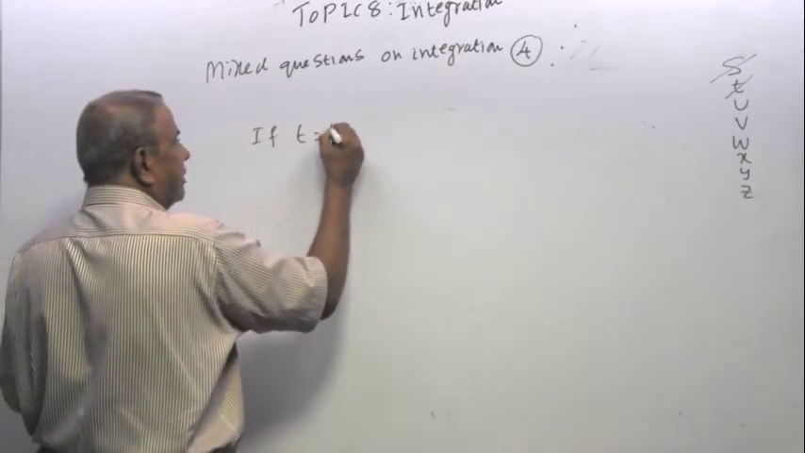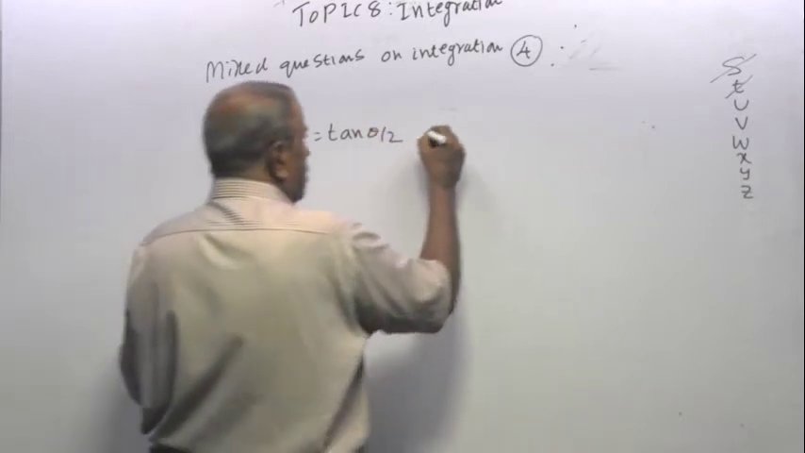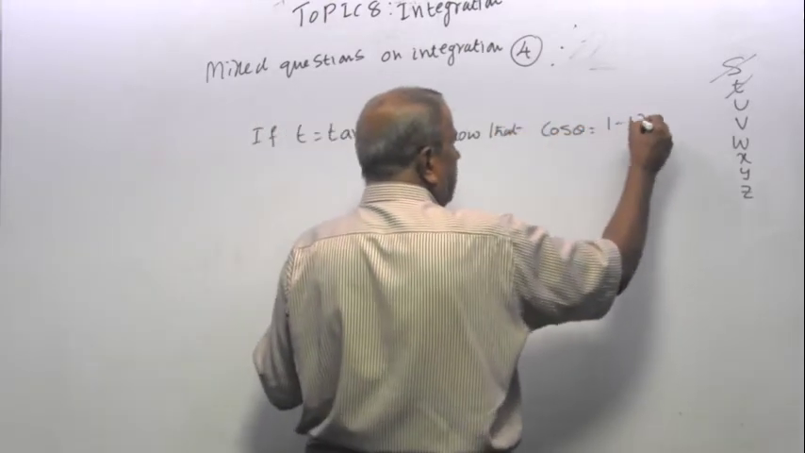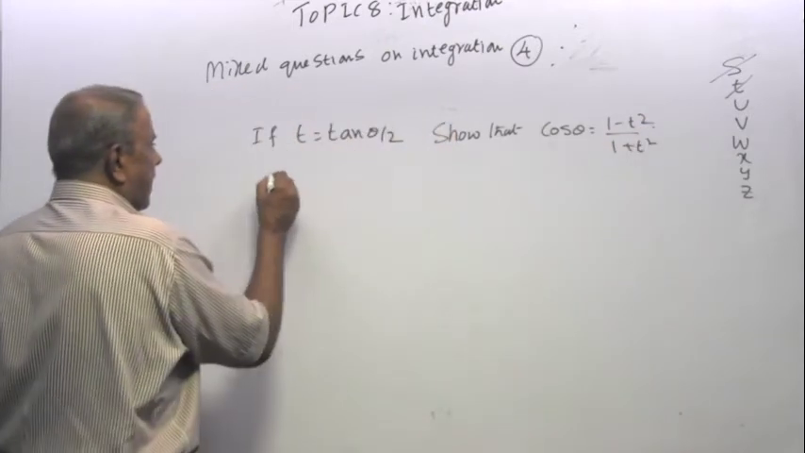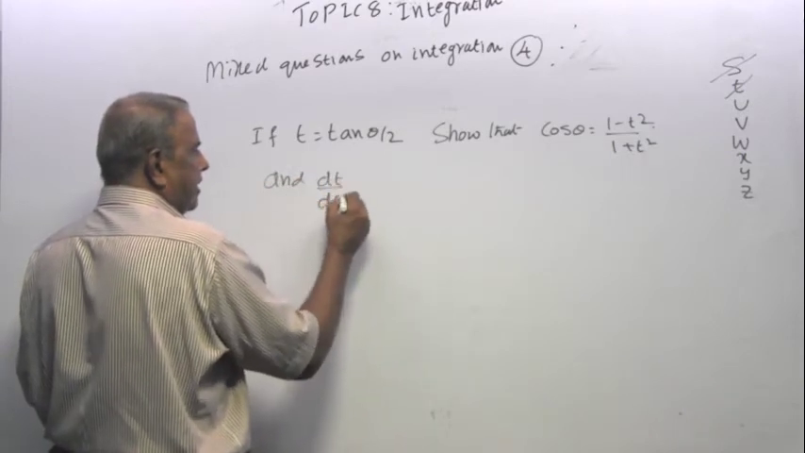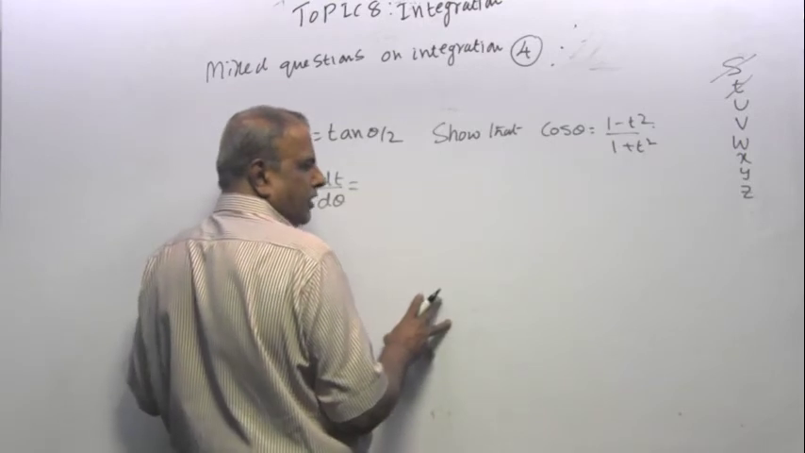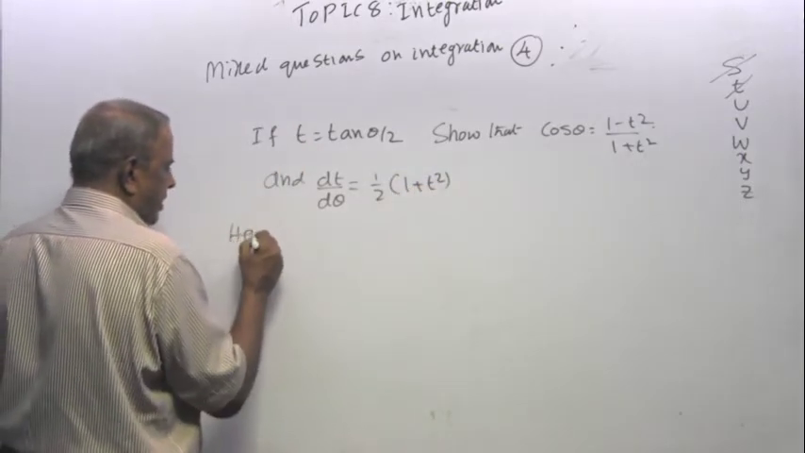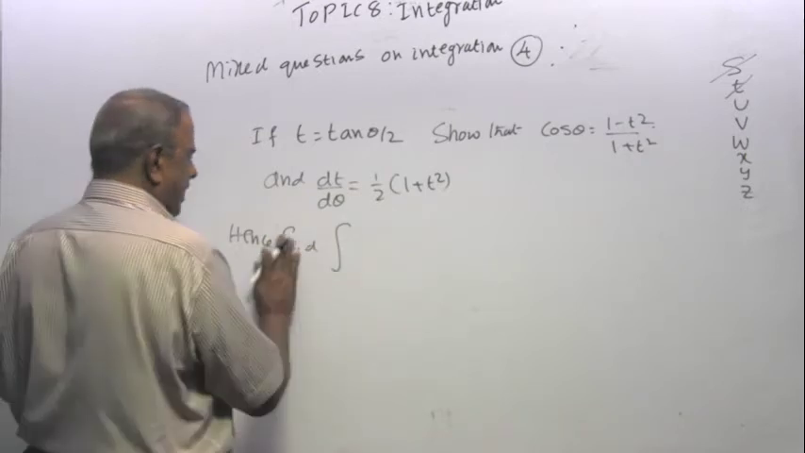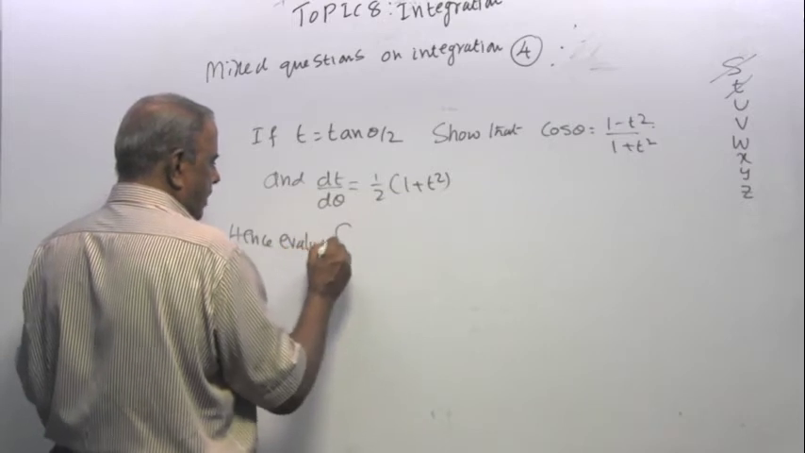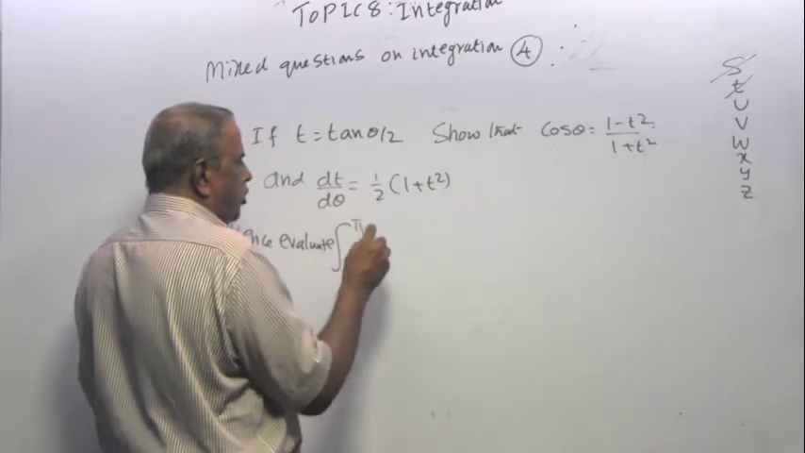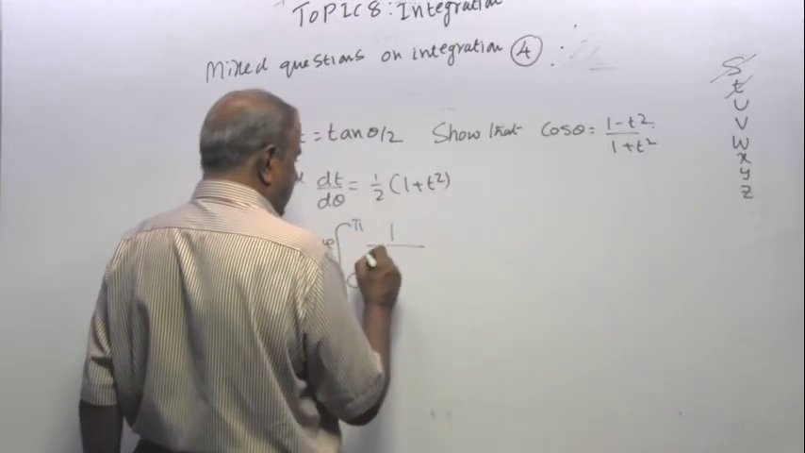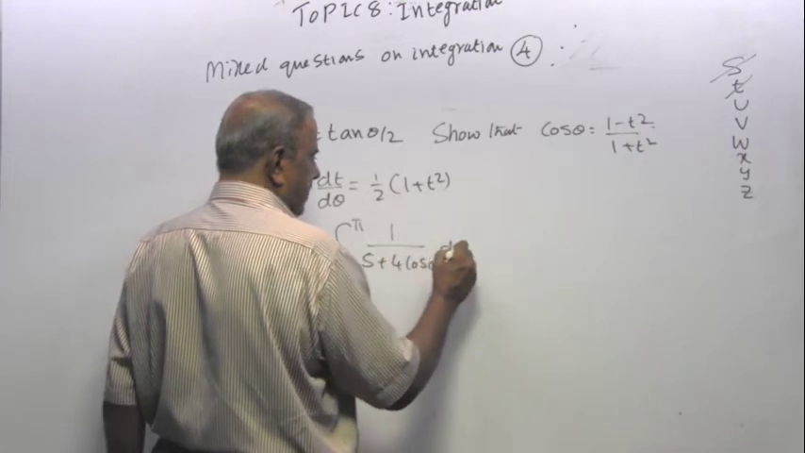If t equals tan theta over 2, show that cos theta equals (1 minus t squared) over (1 plus t squared), and dt by d theta equals half of (1 plus t squared). Hence, evaluate the integral from 0 to pi over 2 of 1 over (5 plus 4 cos theta) d theta.